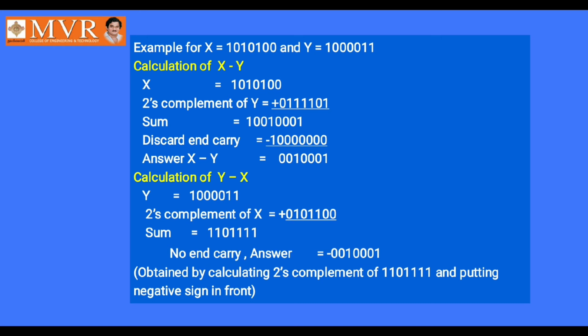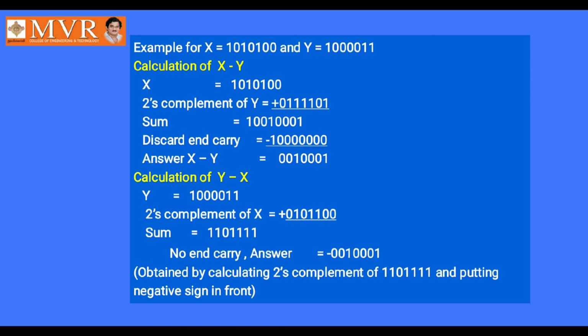In the decimal system, it is very easy to tell which one is greater and which one is smaller. But here I can tell you that x is greater than y because an end carry is generated in the calculation procedure. So now we will calculate y minus x, where y is the lesser number and x is the greater number.